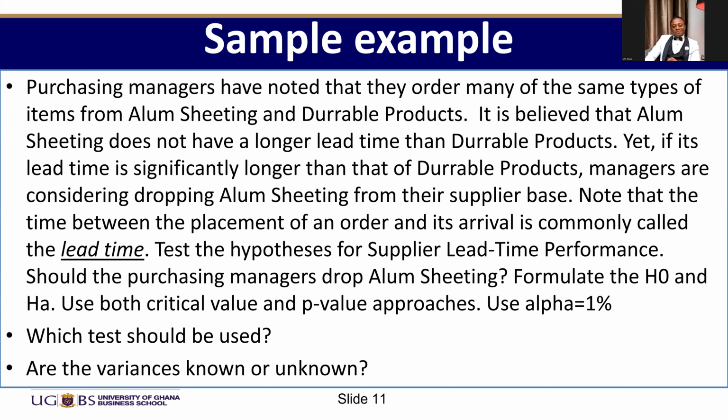So lead time performance is very important. You got to be able to do things quickly. But here's the thing. The manager believes that alum sheeting doesn't have a longer lead time than the durable. In other words, alum sheeting has a shorter lead time, relatively speaking. But they don't know whether that is significantly true. They don't know whether the lead time alum sheeting has is significantly longer than that of the durable. Why? Because they want to stop buying alum sheeting.